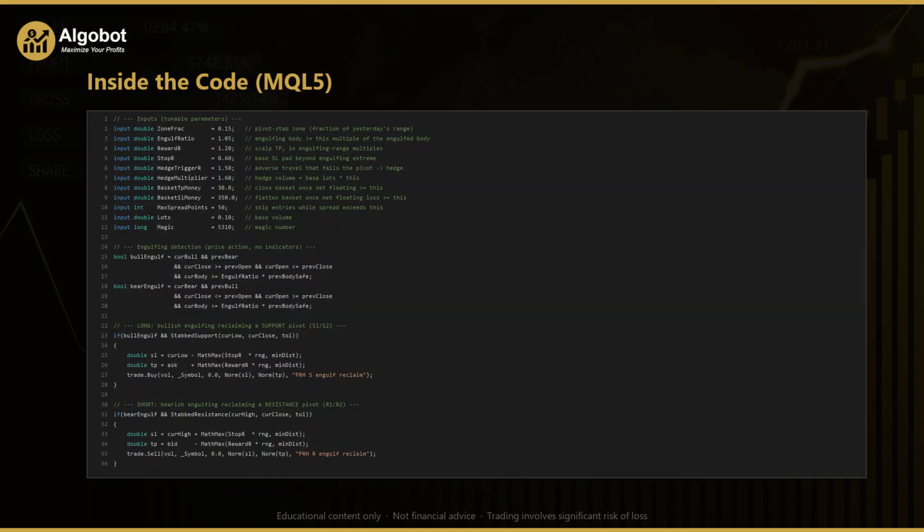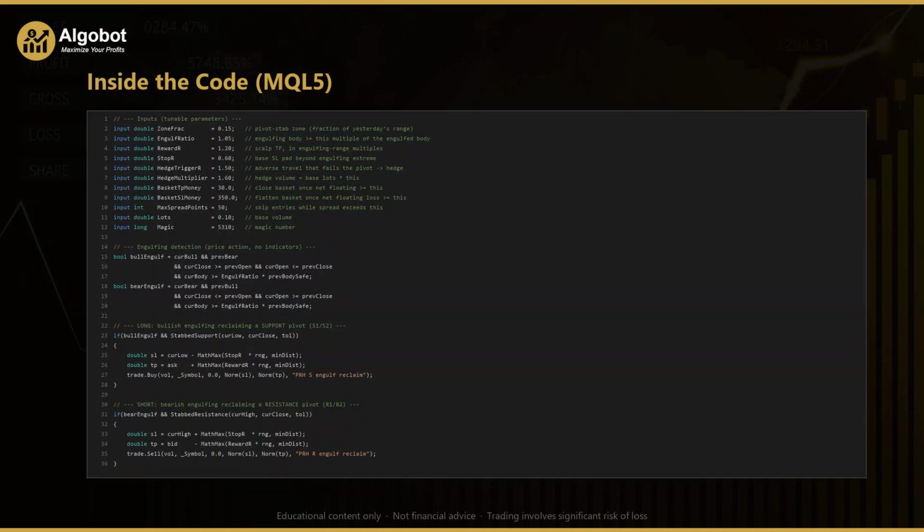Below the inputs, you can see the two engulfing tests. The bull engulf condition requires the current candle to close up, the previous candle to be down, the current body to cover the previous open and close, and the body to exceed the engulf ratio. The bear engulf condition is the exact mirror.